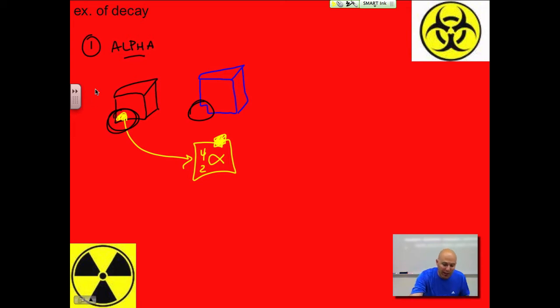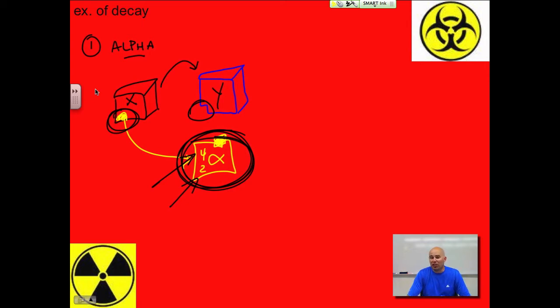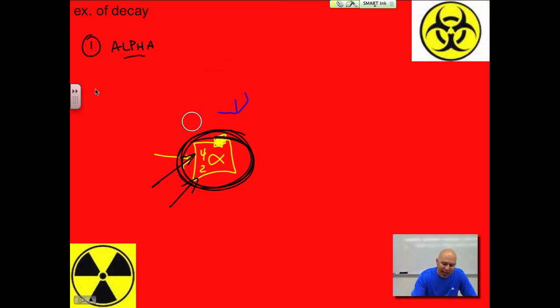Okay? So whatever this is, let's call this X. And now, once that alpha gets shot off, we now have a new substance. Let's call it Y. And how can we determine what that new substance, that Y, is? Well, we look at what the alpha particle has for a mass and the number of protons in the nucleus, and whatever that's gone, then we have our new substance. So let's take a look at alpha decay.